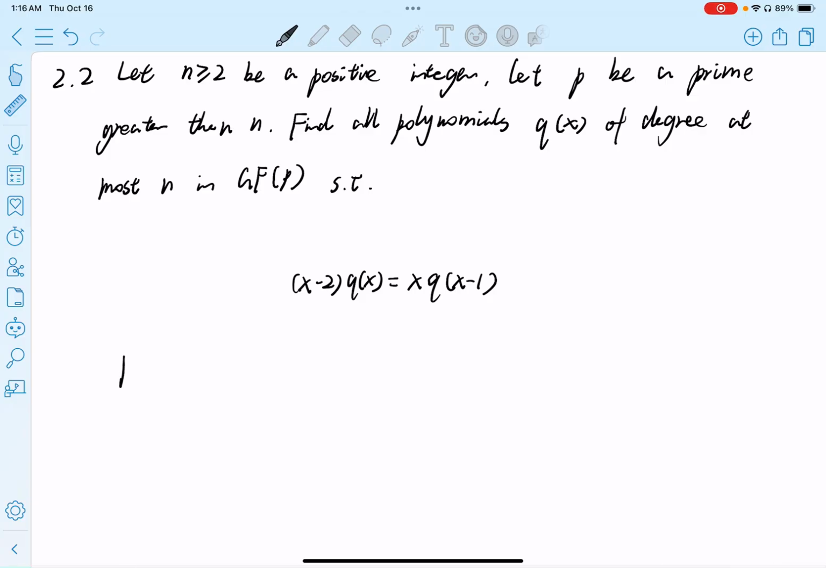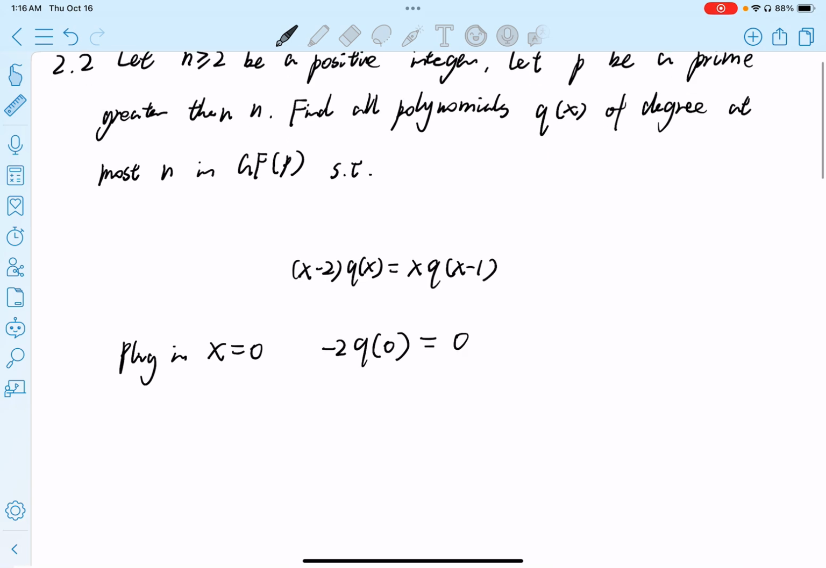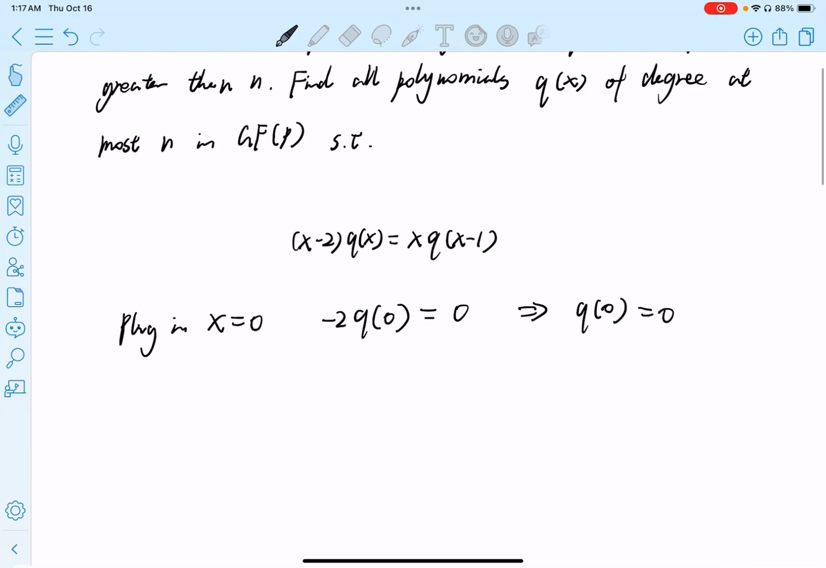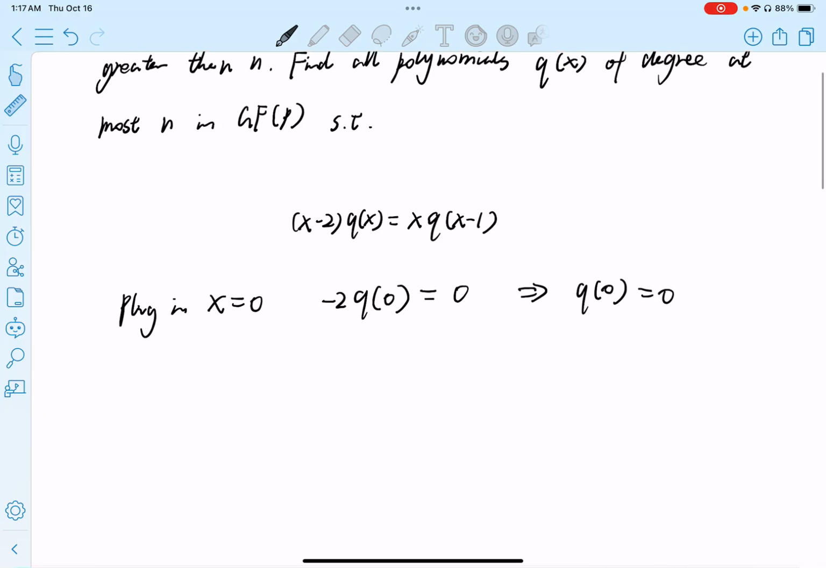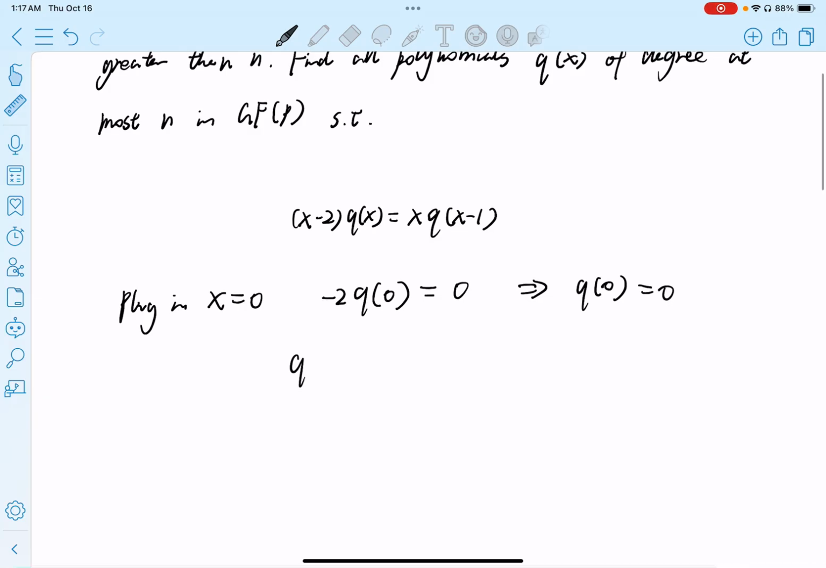We first plug in x equals 0 and see what it gives us. So it becomes minus 2 q of 0 is equal to 0. And this gives us q of 0 equals 0, which tells us 0 is a root of q of x, which means that q can be written as x times q1 of x, because 0 is a root, so x is a factor of q of x.